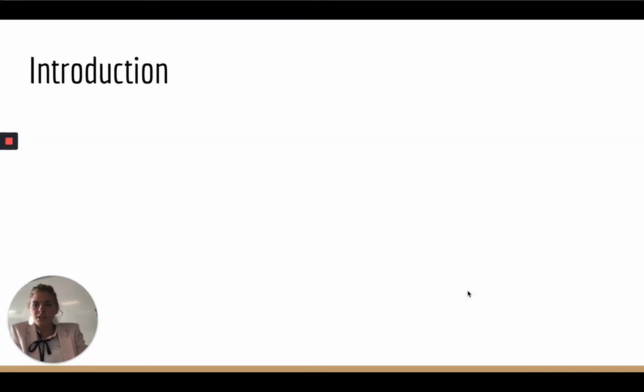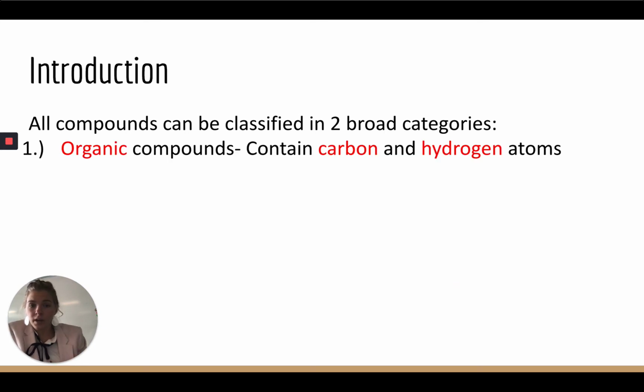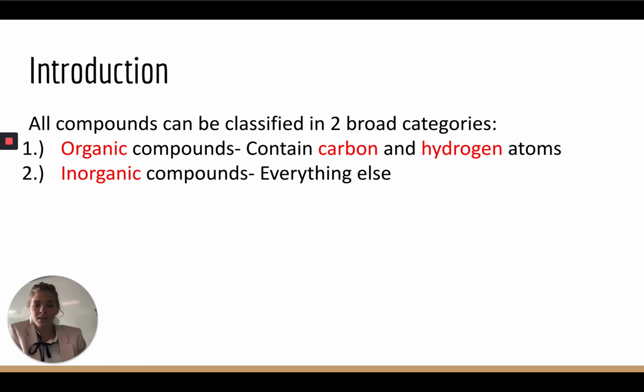So all compounds in the world can be classified into two broad categories, which you might remember from chemistry last year. Those being organic compounds. Organic compounds contain both carbon and hydrogen. You can probably guess the other one, inorganic compounds, which is everything else. So in order for something to be considered organic, it must have carbon and hydrogen.